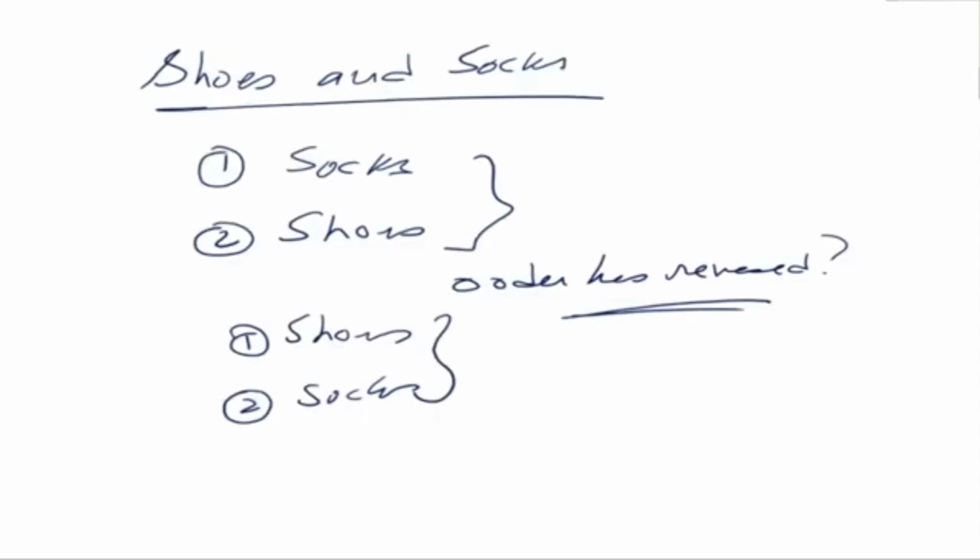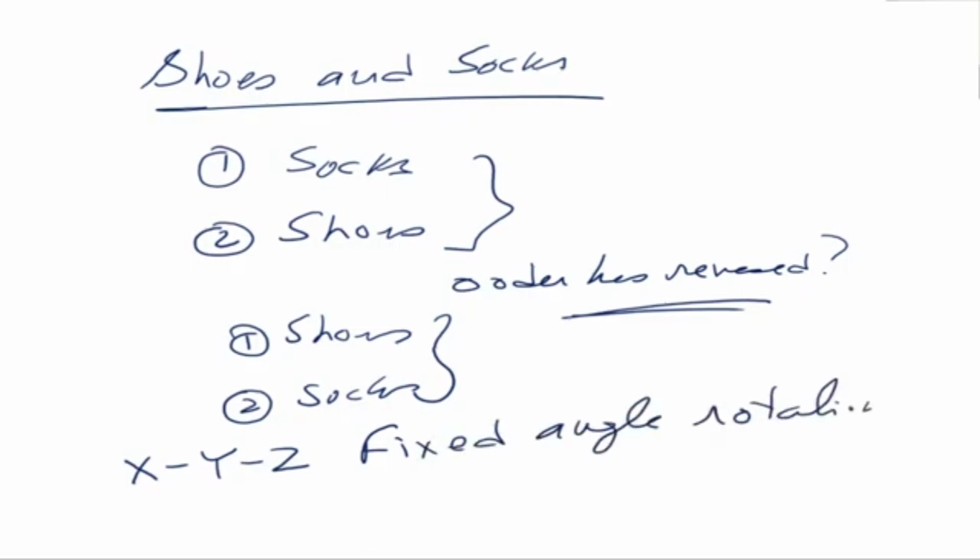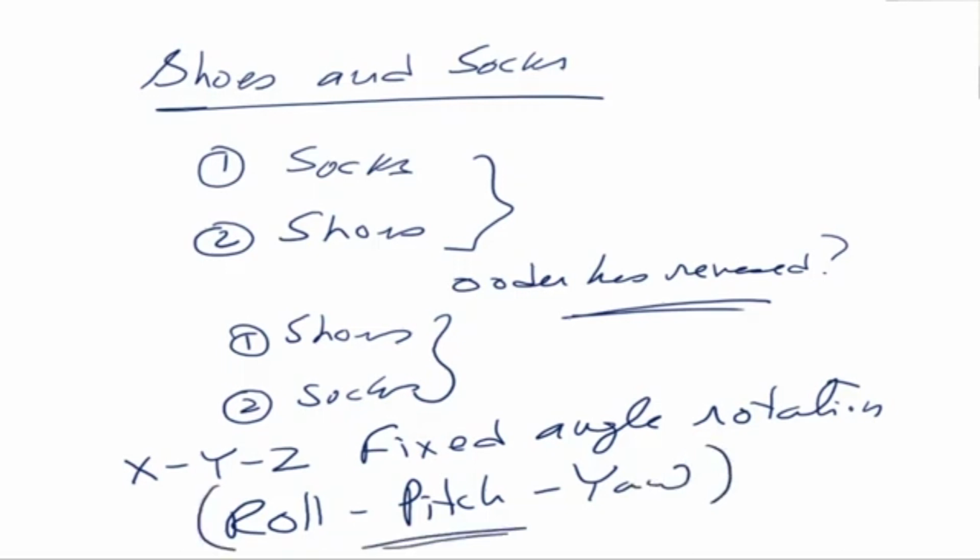Now we can of course have another kind of rotation system, in which we are rotating about the rotated system. First, the X, Y and Z fixed angle rotation is also called the roll pitch yaw system of rotations. When we say roll pitch yaw at the wrist, this is what we mean, XYZ angle rotations.